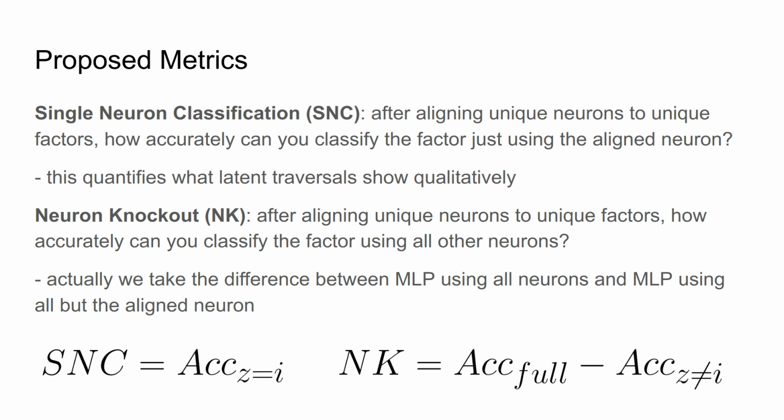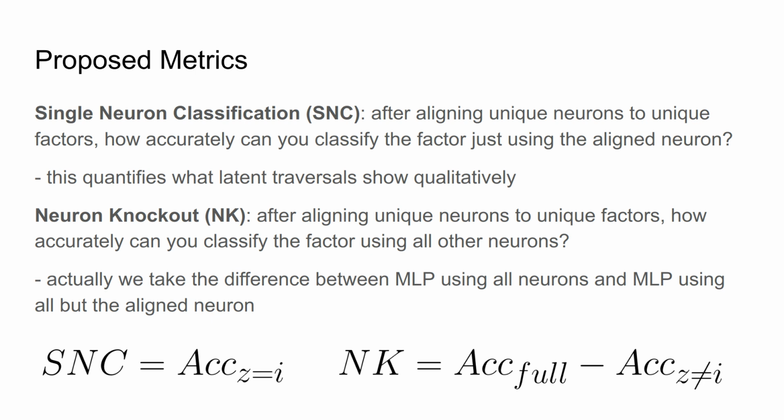So if the representation is perfectly strongly disentangled, then for every factor there'll be a single neuron that perfectly represents that factor, and the accuracy of that single neuron as a classifier will be 1. Using a neuron as a classifier, by the way, just means that you bin the values of the neuron and you assign the bins to different values of the factor. The details are in the paper, but it's quite straightforward. So you can think of this single neuron classification as basically a quantification of what latent traversals show qualitatively. As you vary the value of a single neuron, how much does the corresponding factor vary?